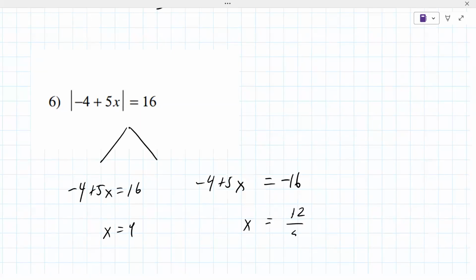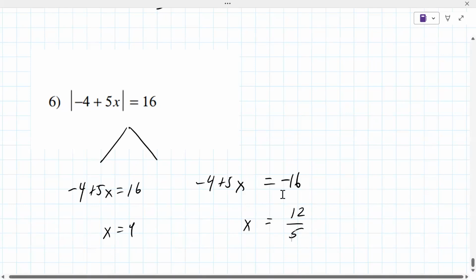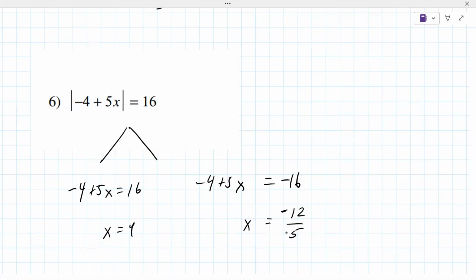This is what I heard. Is that what you meant? Yeah. Okay, this is not correct though. There's an issue. Oh, it'd be negative 12 fifths. Yes.